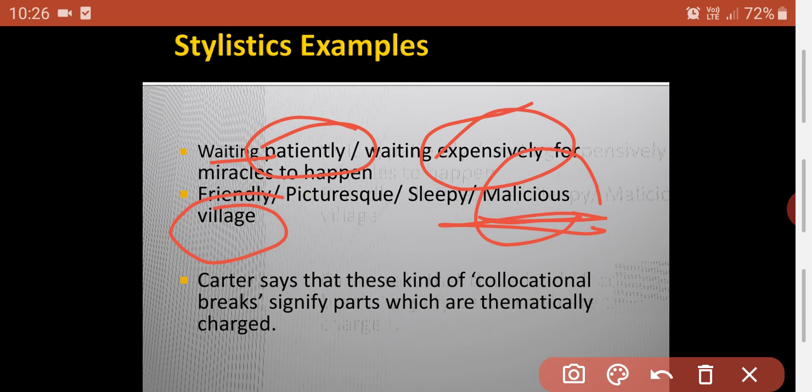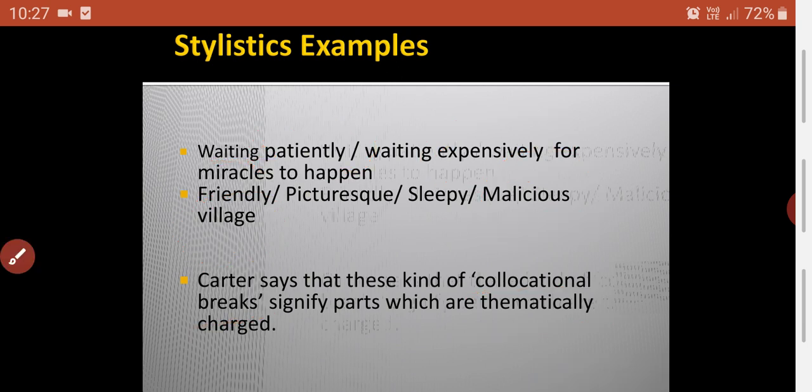Carter says that these kinds of collocational breaks signify parts which are thematically charged. So these breaks are called collocational breaks. They signify parts which are thematically charged, so the theme is reinforced. The theme is made stronger, more powerful. It is expressed more powerfully through these collocational breaks. Please bear this in mind. Okay, moving on to the next slide.